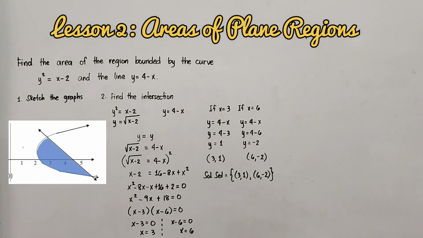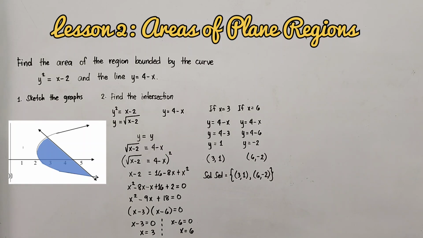Combining all the terms, we have x squared minus 8x minus x plus 16 plus 2 equals 0. Combining like terms, x squared minus 9x plus 18 equals 0. By factoring, we have x minus 3 times x minus 6. By equating every factor to 0, the values of x are x equals 3 and x equals 6.